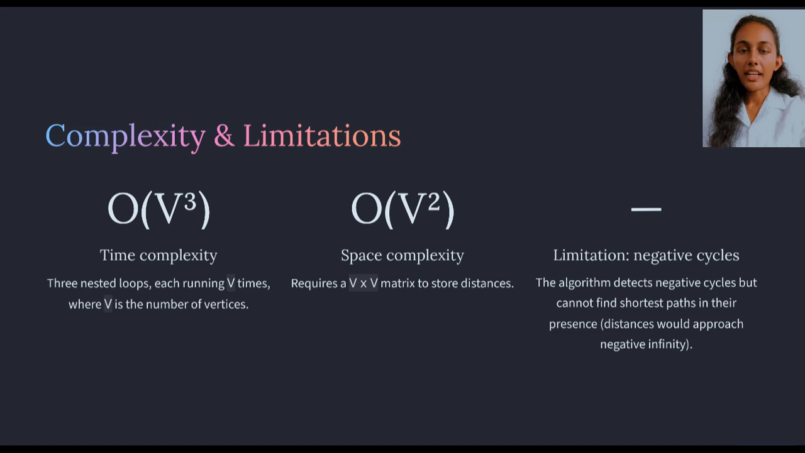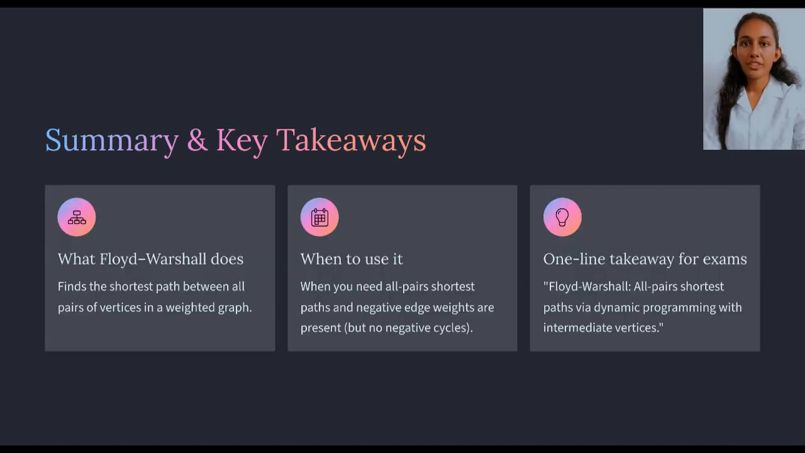The cubic runtime is acceptable when the graph isn't huge. And for dense graphs, since Floyd-Warshall considers all pairs of vertices, it's efficient when many edges exist. Sparse graphs often benefit more from algorithms like Dijkstra's run from every vertex. If you remember just one thing, remember this. Floyd-Warshall is about checking every possible path through every possible intermediate vertex. Once you understand this mindset, the algorithm becomes very easy for you.